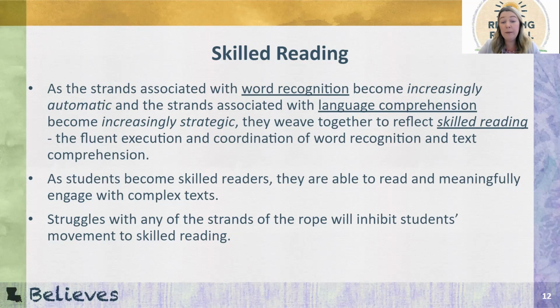As students become skilled readers, they're able to read and meaningfully engage with these complex texts. So we have a lot of student-led activities in classrooms, which are fantastic, such as Socratic seminars or fishbowl discussions. But in order for students to truly participate and get something out of those, they have to be able to read and meaningfully engage with those texts so that they can extract something from them and form their own opinions. If there are struggles with any of the strands within the rope, this will inhibit a student's movement to skilled reading.